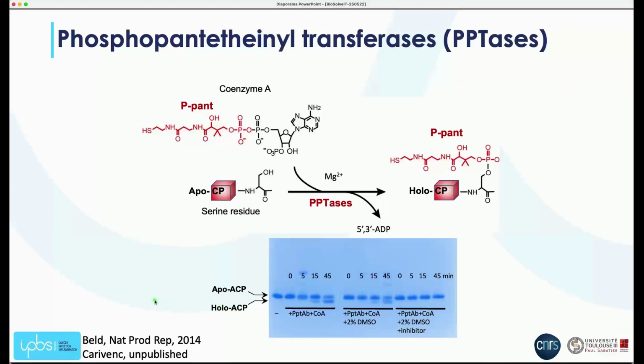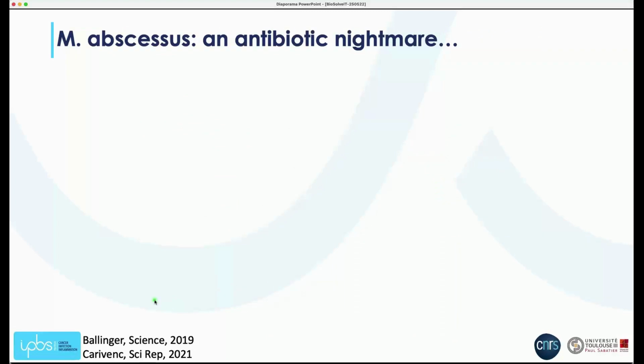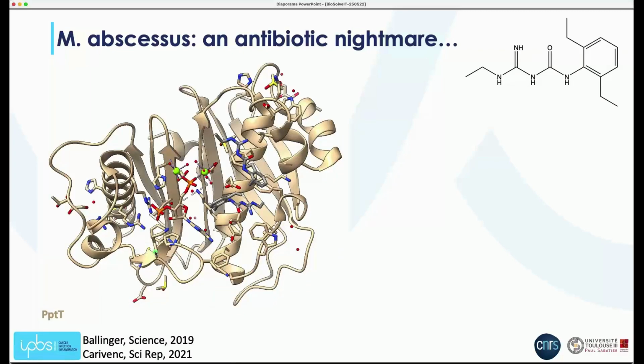I previously mentioned that Mycobacterium abscessus was called the antibiotic nightmare, and this is due to a very low susceptibility to antibiotics, even lower than most mycobacteria, such as tuberculosis. This can be illustrated by the action of a specific compound, called compound 8918, that was identified by the group of Ballinger about 2 years ago.